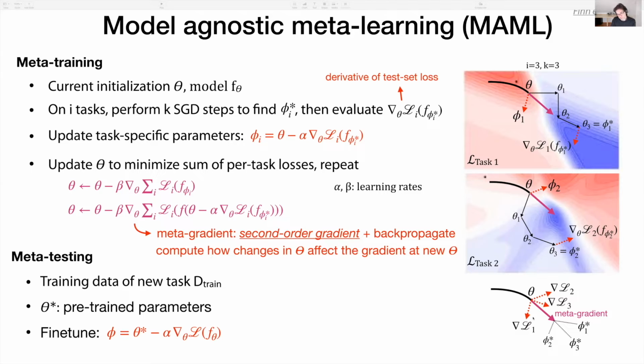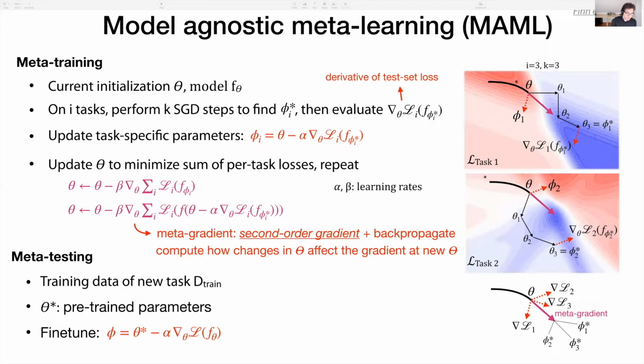This is not simply the sum of these because this is a second order gradient. Because we move from here to somewhere else, of course, phi optimal will also change. Right? So we need to backpropagate from here all the way back to theta to learn how changes in theta will affect the gradient at the new point. Once you've learned all, this will be a second order gradient that you need to compute. So this will be expensive.